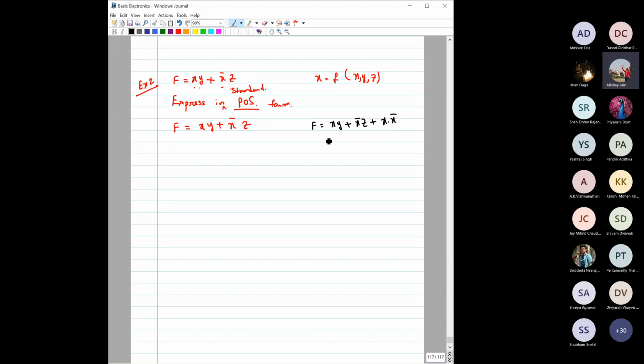Okay, what about this? Suppose, see, this is the same thing. We know that A plus BC can be written as A plus B times A plus C. So similarly, we can consider this as A and this as BC.